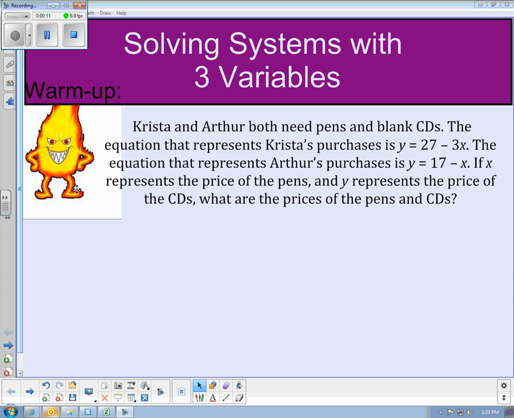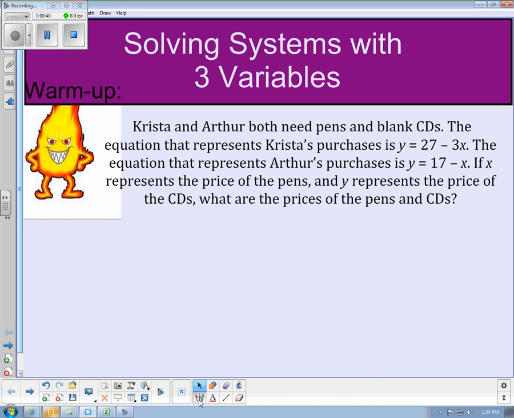Three variables today. So we're going to start off just with a little warm-up on writing and solving a system with only two variables, just to kind of get our brains in gear here. Up at the top of your page, it says Krista and Arthur both need pens and blank CDs. The equation that represents Krista's purchases is y equals 27 minus 3x. The equation that represents Arthur's purchases is y equals 17 minus x. If x represents the price of the pens and y represents the price of the CDs, what are the prices of the pens and CDs?